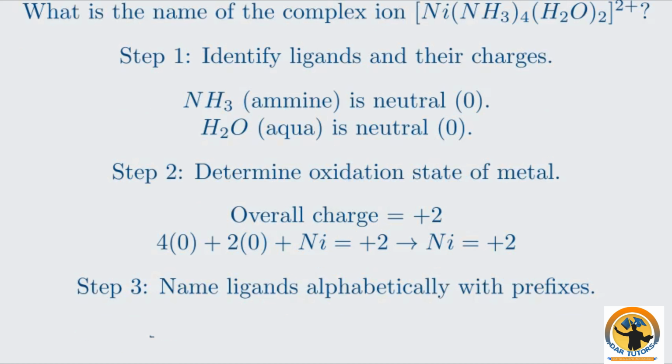Now, we write the name of the ligands in alphabetical order before the metal name. We have 2 aqua ligands and 4 ammine ligands. A comes before M. We use prefixes to indicate the number: di for 2, tetra for 4. So the ligand part of the name is tetraamminediaqua.